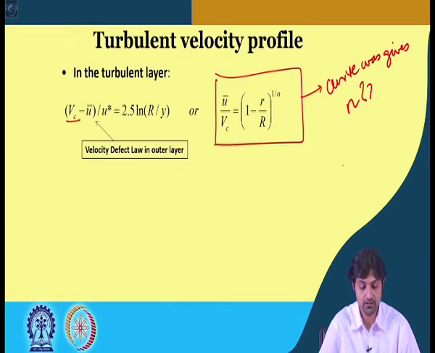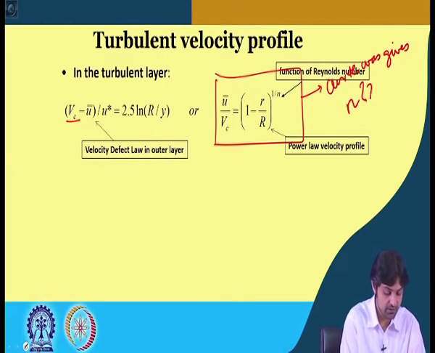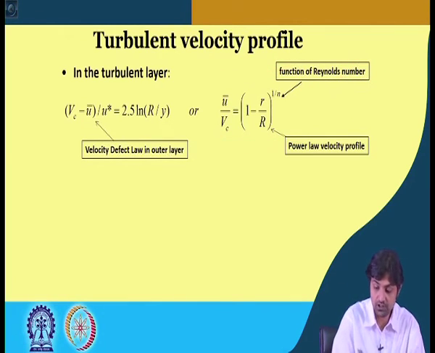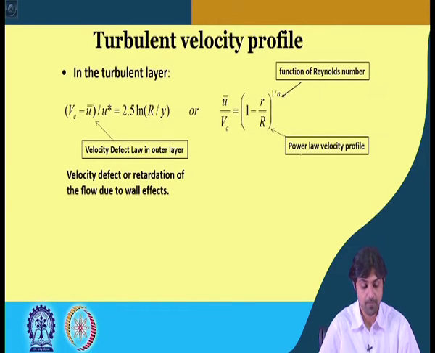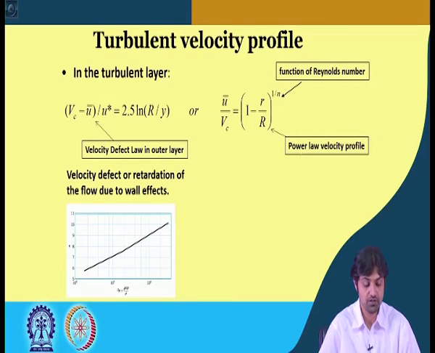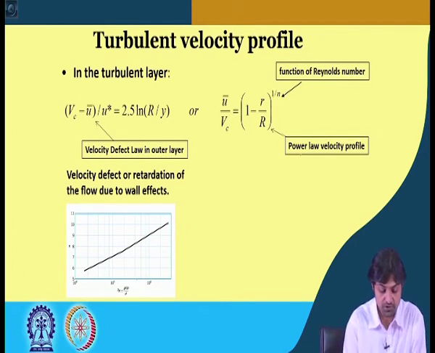All right. So, this equation is called the power law velocity profile, and this n is a function of Reynolds number. All right. So, velocity defect or retardation of flow due to wall effects. Okay. So, this is the curve using which n can be determined.